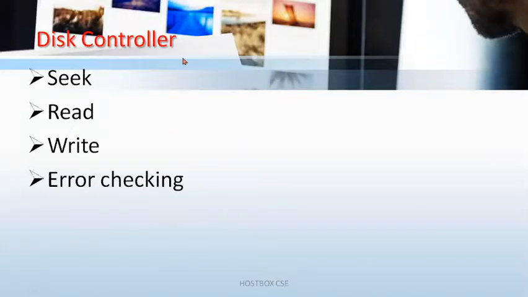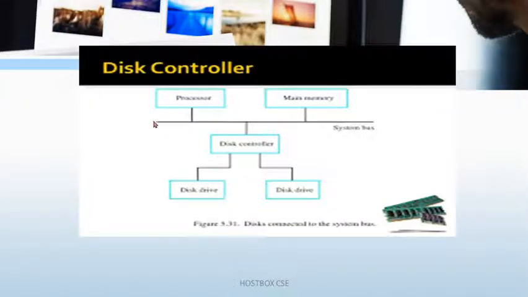Yes. The disk controller, as I just told you, performs 4 operations: seek, read, write and error checking. Very important. Now the structure of the disk controller means the disk controller is always connected between the processor and the main memory with the help of the system bus. While seeing the diagrams you can understand. So between the processor and main memory, the disk controller is connected, which has a disk drive, and the disk drives will be part of this.